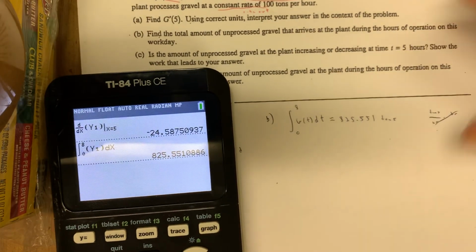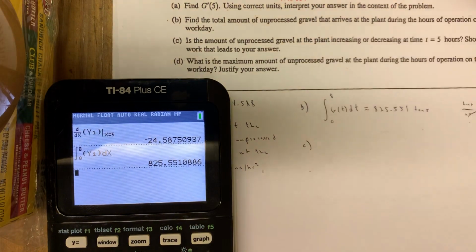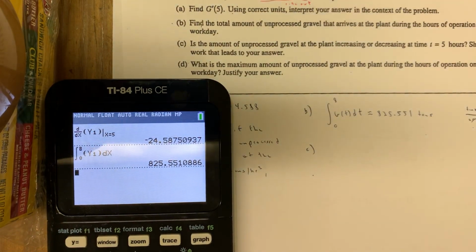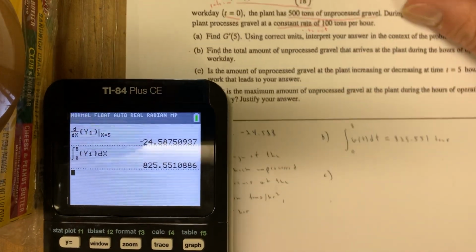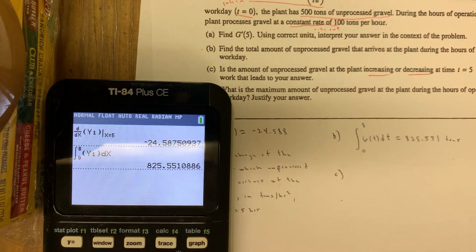These cancel out. That's why you're just left with tons right there. But it should kind of make sense commonsensically. Part C: is the amount of unprocessed gravel at the plant increasing or decreasing at t equals 5 hours? Show the work that leads to your answers. Increasing or decreasing, I mean, surely that must be some sort of test, okay?